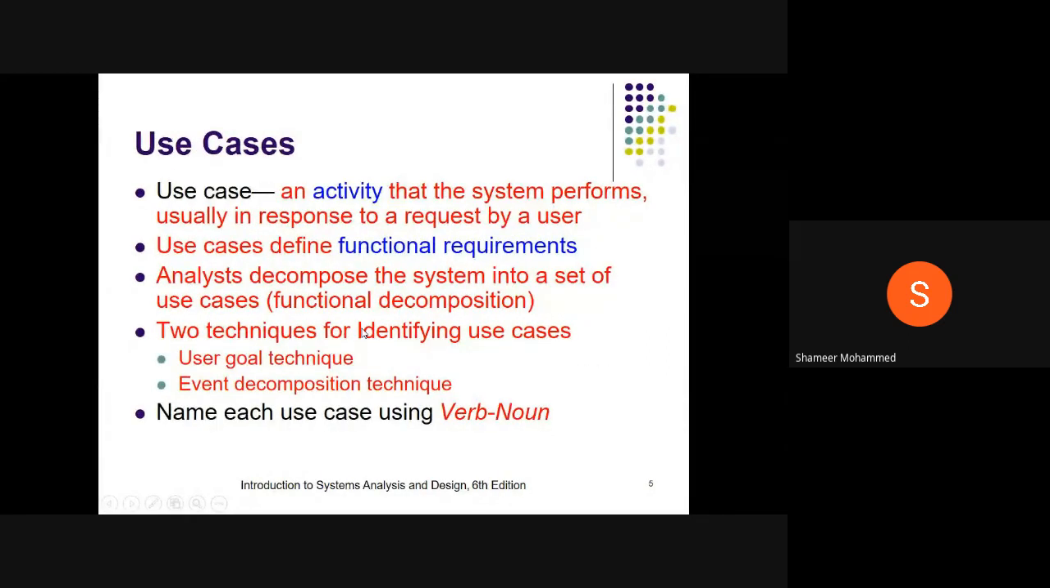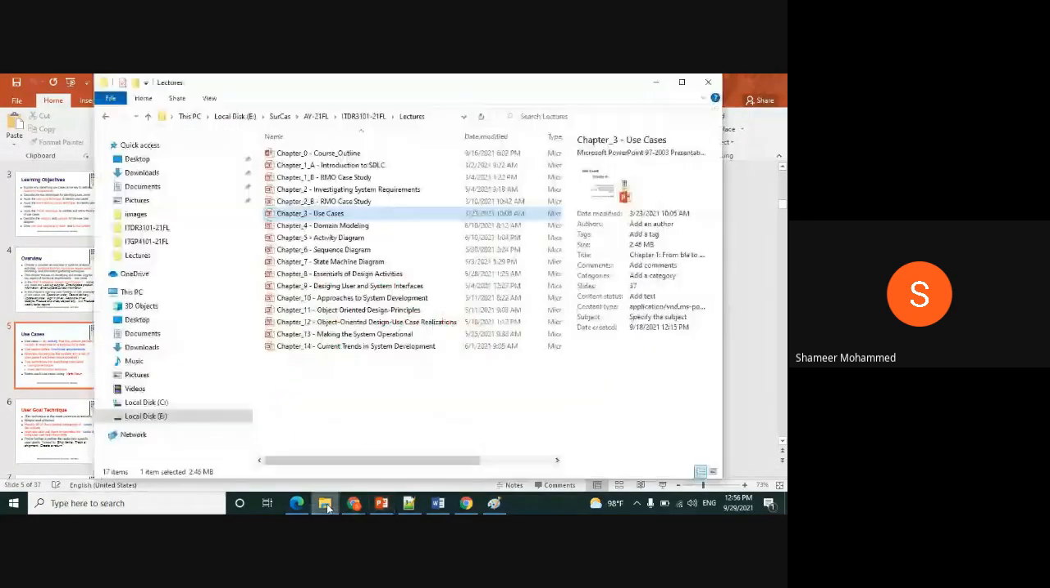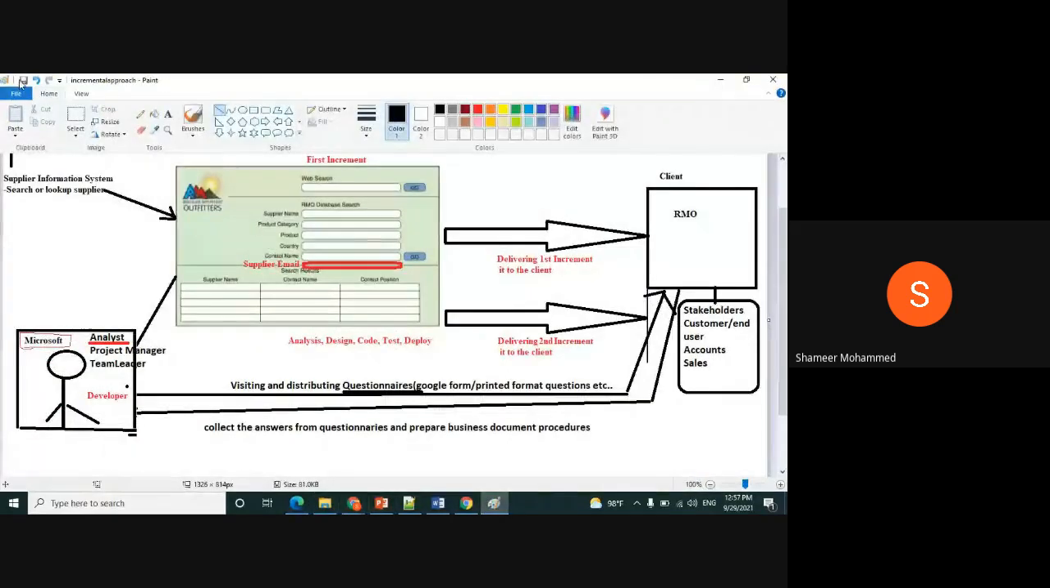There are two techniques to identify the use case. One is called the goal technique, another is called the event decomposition technique. Whenever you draw the diagram, you have to name each use case with a verb and a noun. I have already shown you the images. Do you remember the use case diagram?